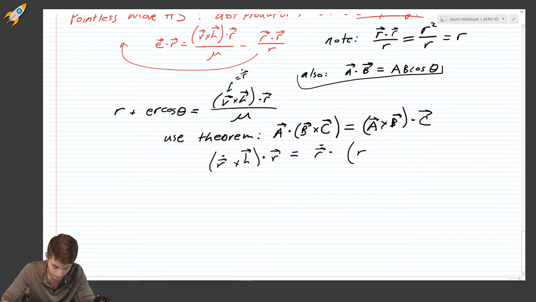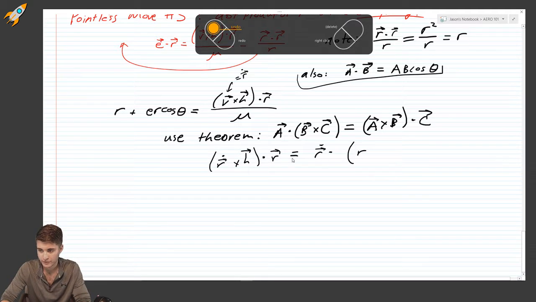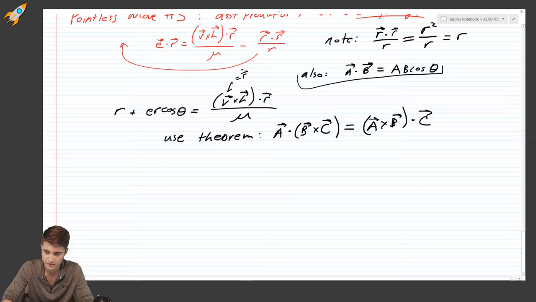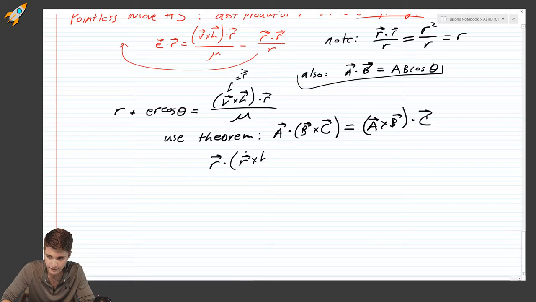R dot. Oh, I'm writing this on the wrong side, aren't I? Yeah. Wait, no, that's right. Well, it's confusing if I write it on that side. It doesn't make any sense if I write it on that side. So I'm gonna move this over to the other side, and it's just for visual purposes. It doesn't really matter, but anyway, R dotted with R dot cross angular momentum is equal to R crossed with R dot dotted with angular momentum.